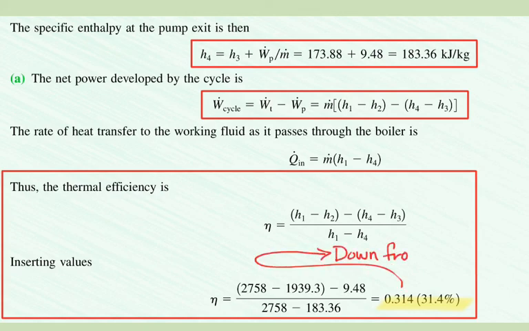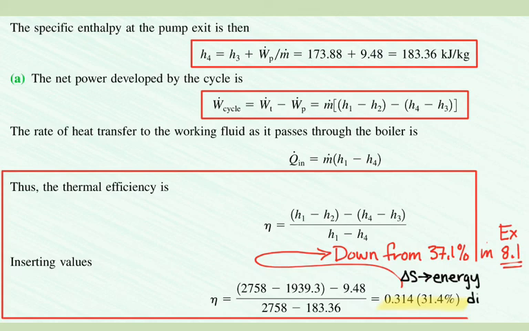Because what you're going to see is that it's going to drop from 37% to 31%. And that becomes pretty significant, and that's what is happening. I am losing energy. I am dissipating energy to my surroundings because of irreversible processes. Okay?